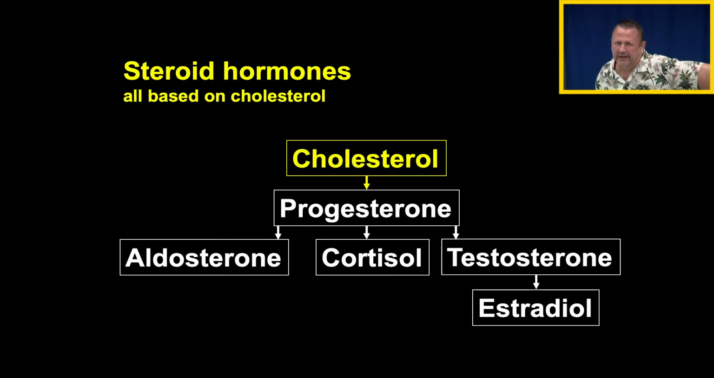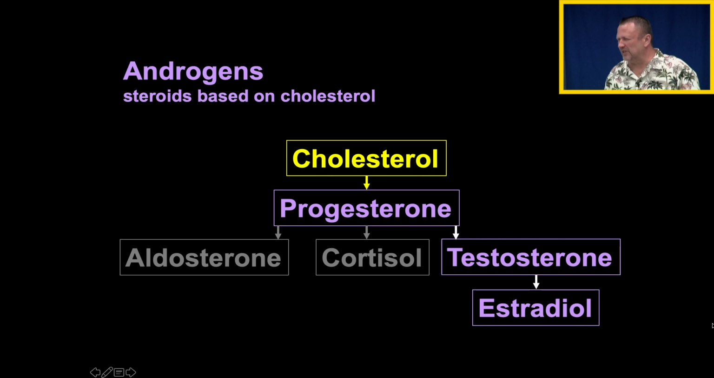All right. Again, the steroid hormones are all based on cholesterol. I'm pretty sure that this is in your notes. And here, cholesterol goes to progesterone, which can then be converted into aldosterone, cortisol, testosterone, and then estrogen, estradiol. So the androgen steroids are based on cholesterol, progesterone, testosterone, estradiol.